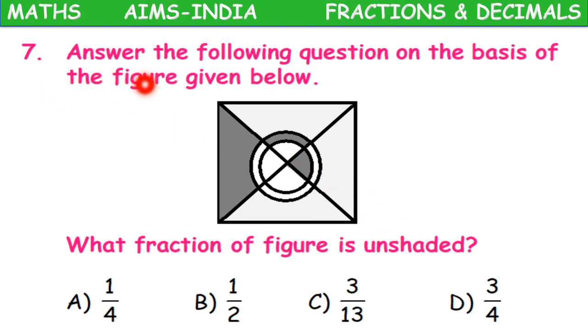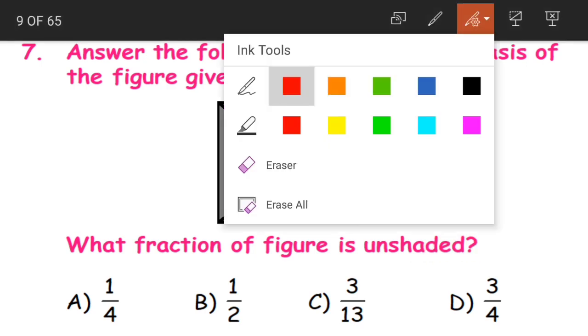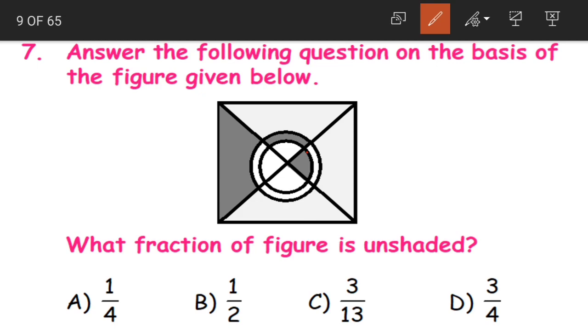Next, question 7. Answer the following question on the basis of the figure given below. What fraction of the figure is unshaded? If you observe the figure carefully, we are having an inner circle, then we are having this, and then we are having this. We are having 3 different shapes inside this figure, and each shape is divided into 4 equal parts. 1, 2, 3, 4. 1, 2, 3, 4. Each shape is divided into 4 equal parts.